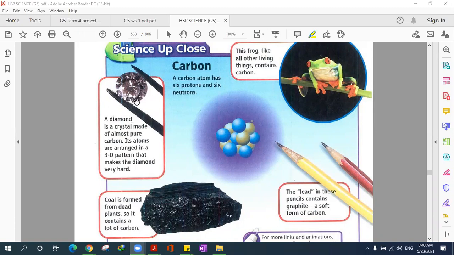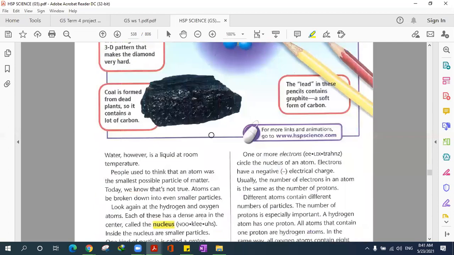We have diamond. Diamond is made up of carbon, and it also builds up coal. Do you remember this from term 3? Coal, when it's under really high pressure, becomes diamond. Well done. We can also find carbon in the lead of pencils. It's not the wood, but the part we write with. Those are called the lead, and they contain graphite, which is a soft form of carbon.